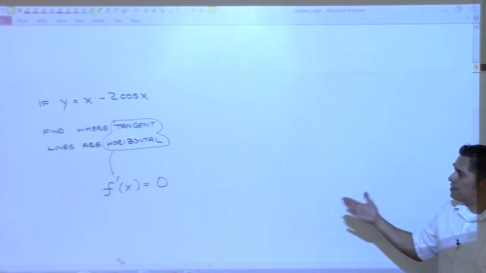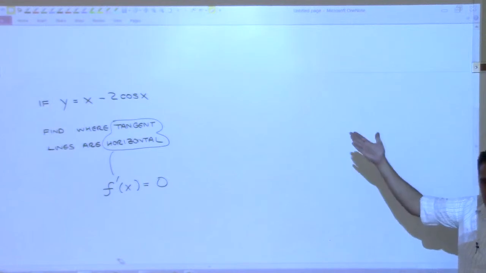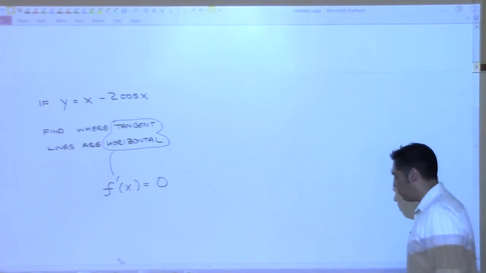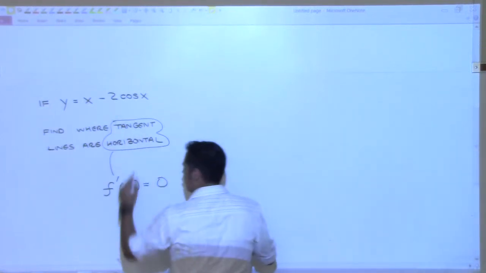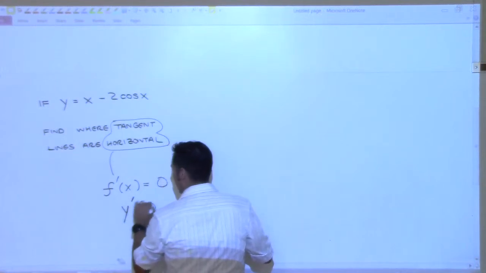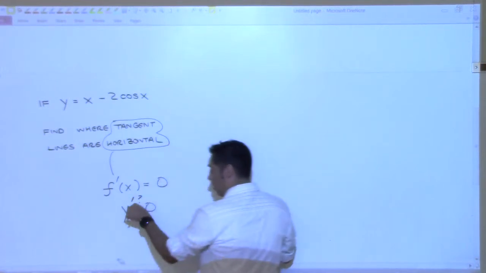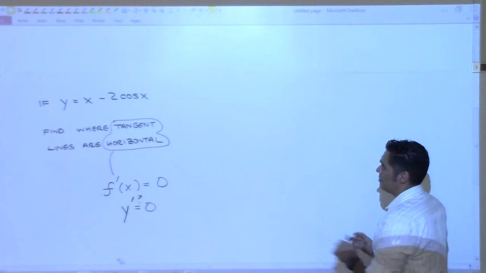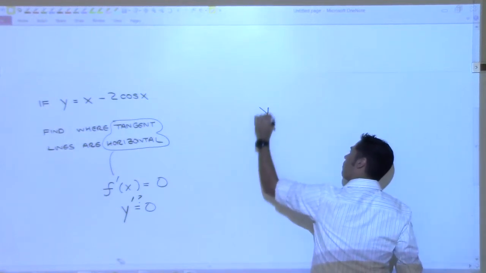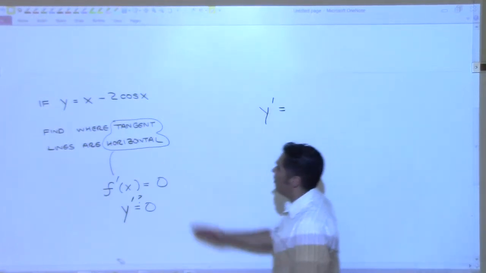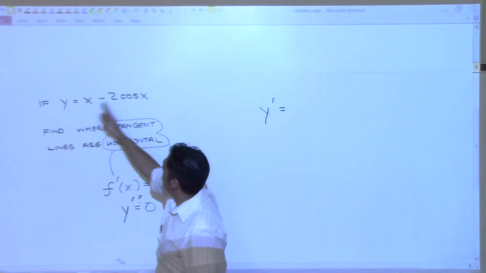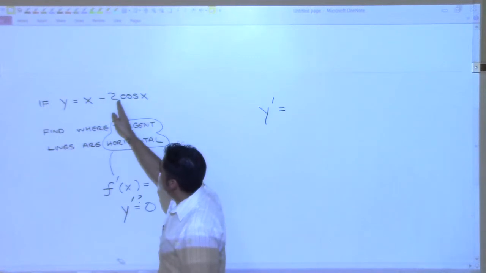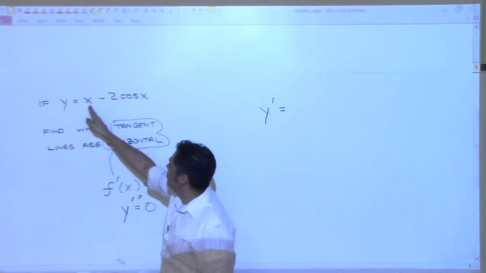Okay, so let's take a look at the function and let's see if we can find its derivative. I'm using y here, so I'll use y prime equals 0. That's what we want to know, right? When is that derivative 0? So let's get the derivative. Well, we have subtraction between these two things, so I can do them individually. What's the derivative of x?